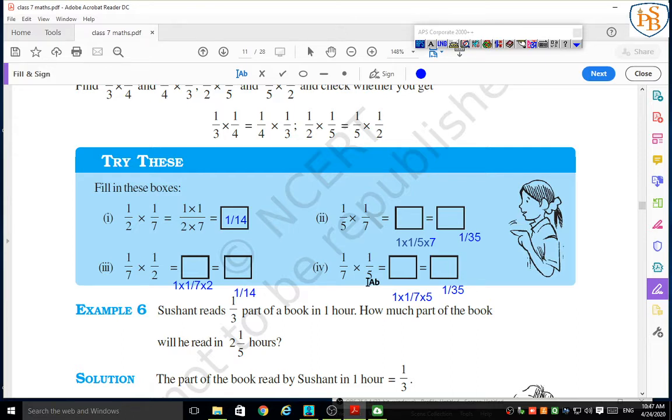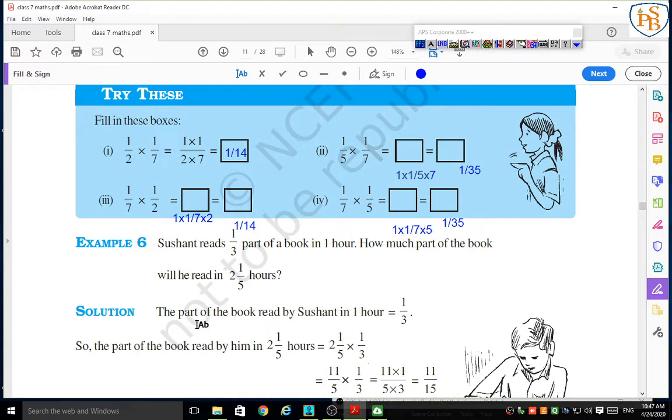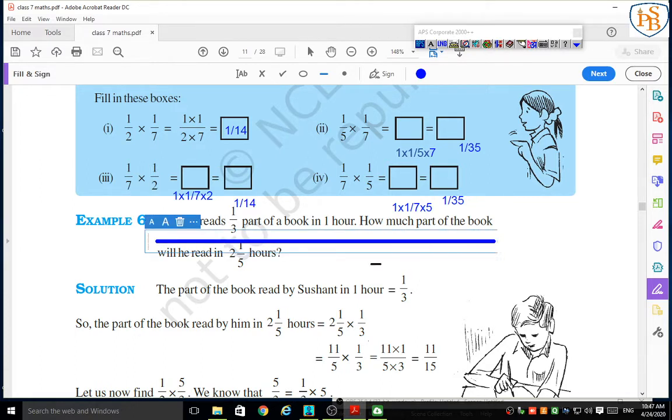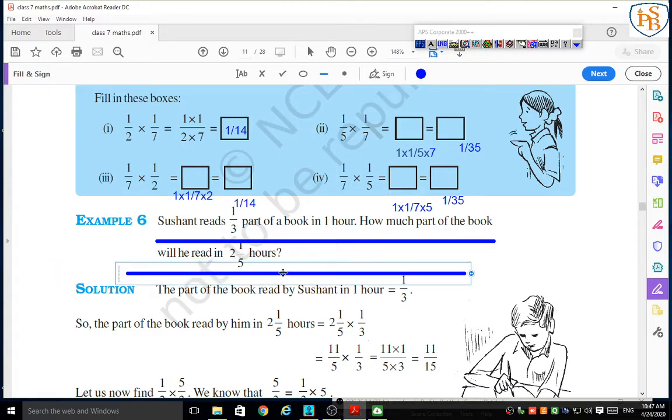Now the next example of multiplication. The first 5 examples we already studied in the last video. The sixth one is, look here carefully. Sushant reads 1/3 part of a book in 1 hour. How much part of the book will he read in 2 and 1/5 hours? Now we have to find the value from 1 to many. That means we have to do simple multiplication. Now look at how we can solve this. The solution is, look carefully.